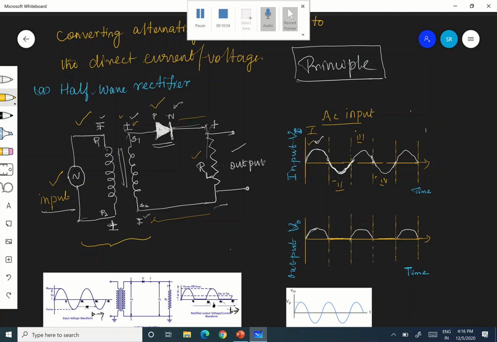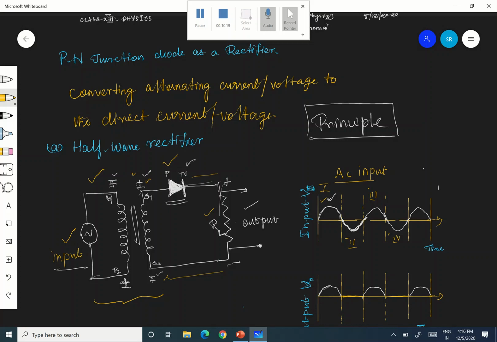Therefore, the junction diode now offers very low resistance, so it conducts electricity because the resistance is very small. Usually in rectifiers we use ideal diodes. What do you mean by ideal diodes? The PN junction diode offers low resistance when forward biased and high resistance when reverse biased, right? This is the characteristic of a junction diode.